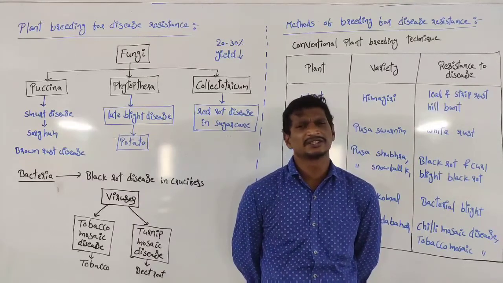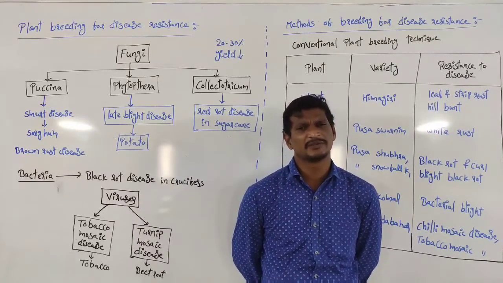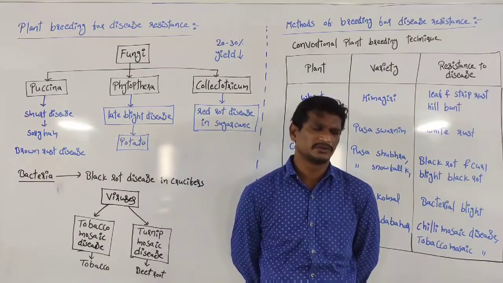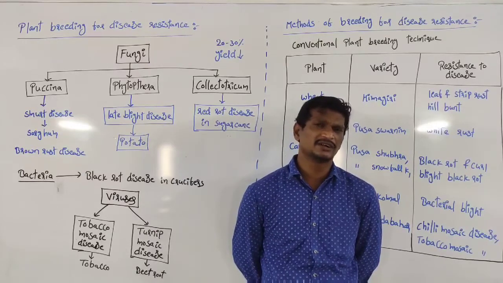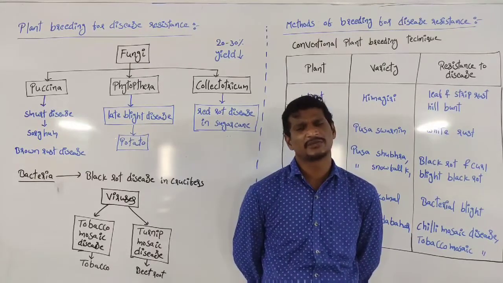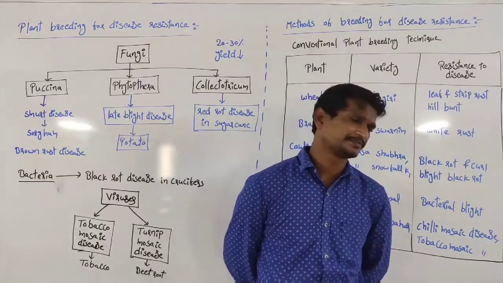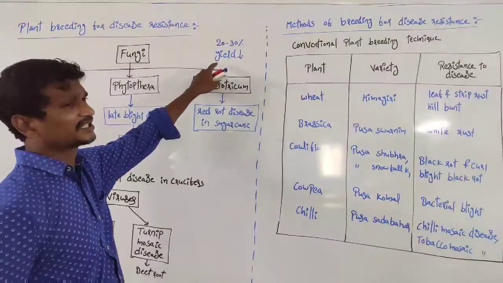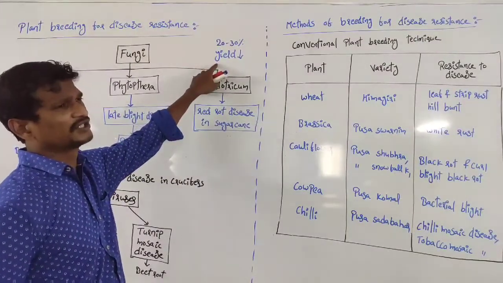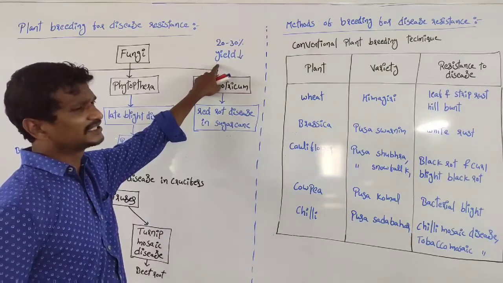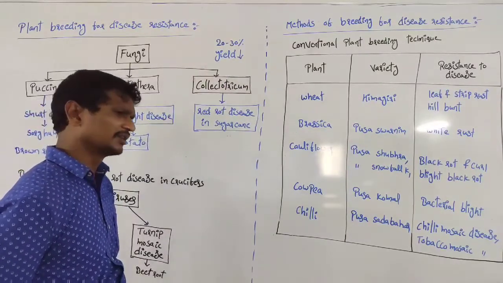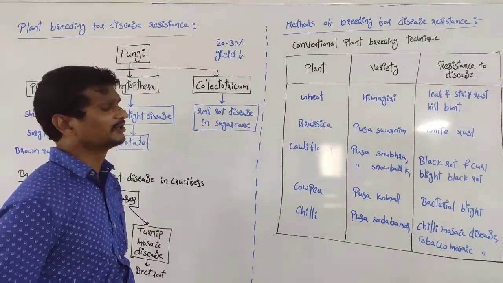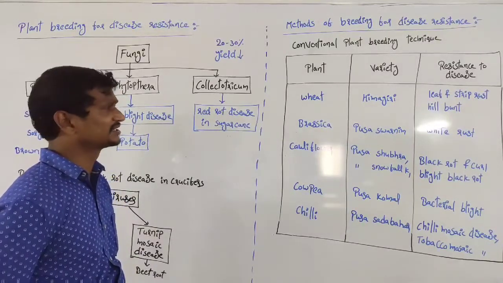In certain cases, the flowers are damaged, floral parts are damaged, or the inflorescence will be damaged. So different types of pathogenic agents act on the plant parts, destroy them, and reduce the yield. Generally, once the plants are affected by disease, mostly 20 to 30% of the yield is decreased. In certain cases, the total yield is also affected, but majorly 20 to 30% of yield is decreased.